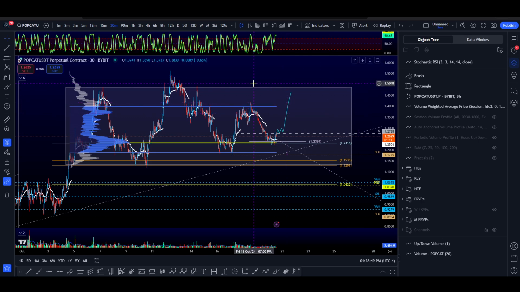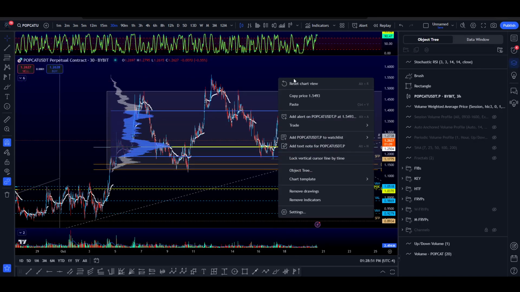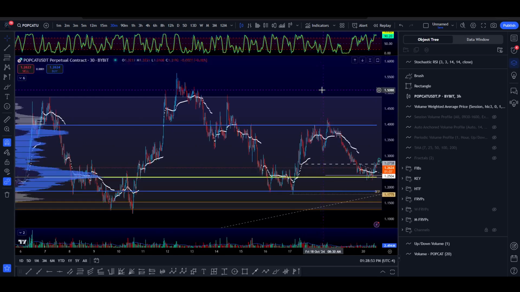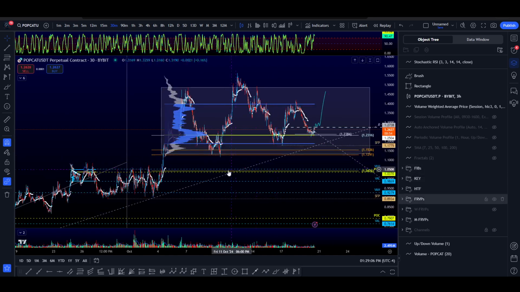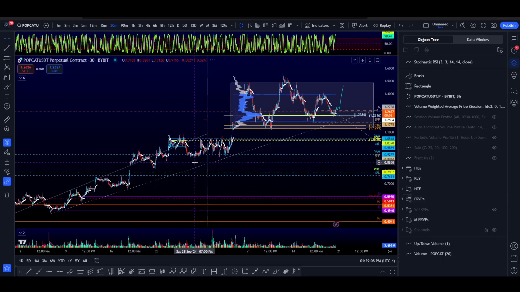All right, sorry about that. So let's see here. Yeah, POPCAT's very bullish. Right here's a decent area to long with all the confluences. If we fail, I'm going to look for an entry at around $1.18. The best entry obviously would probably be tapping this demand zone down here.